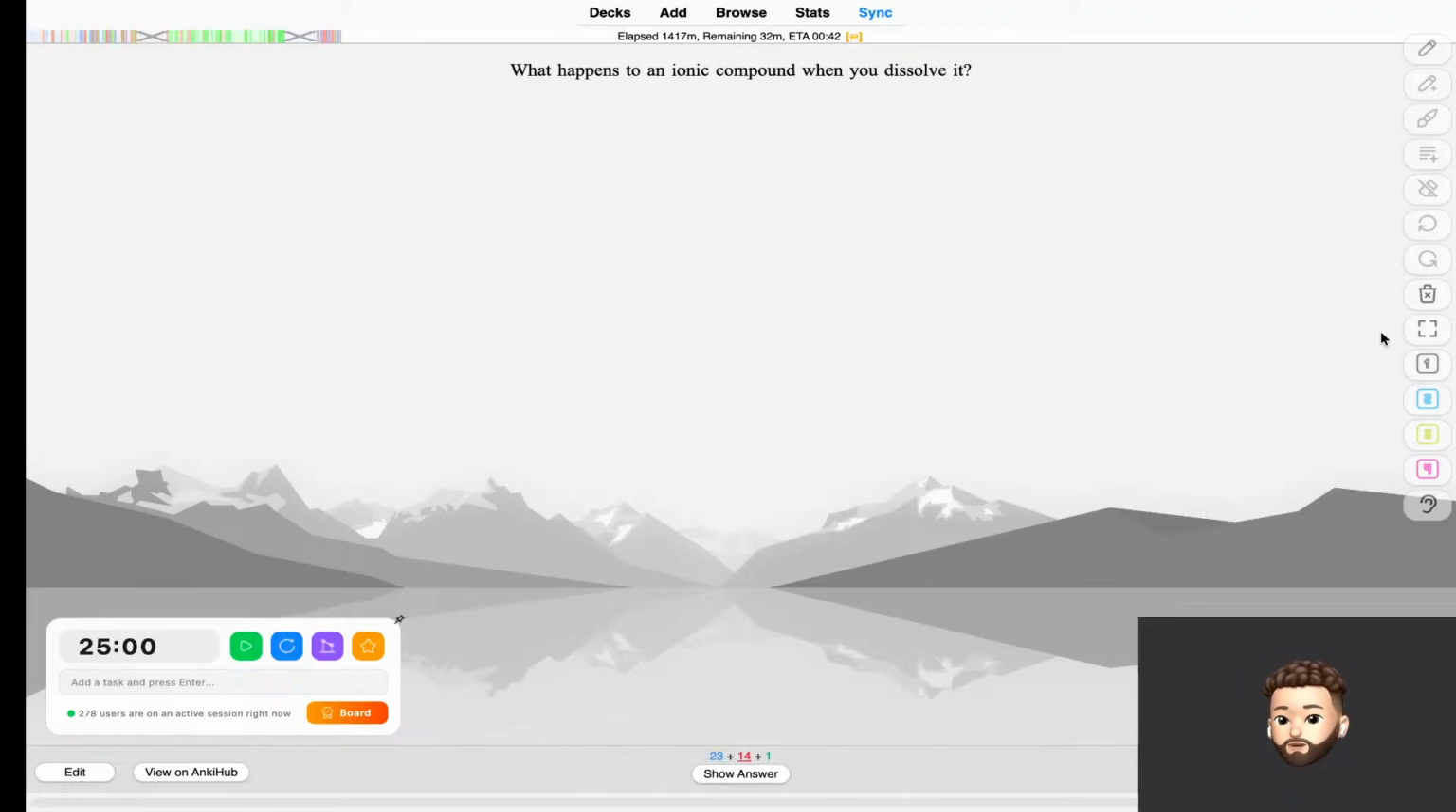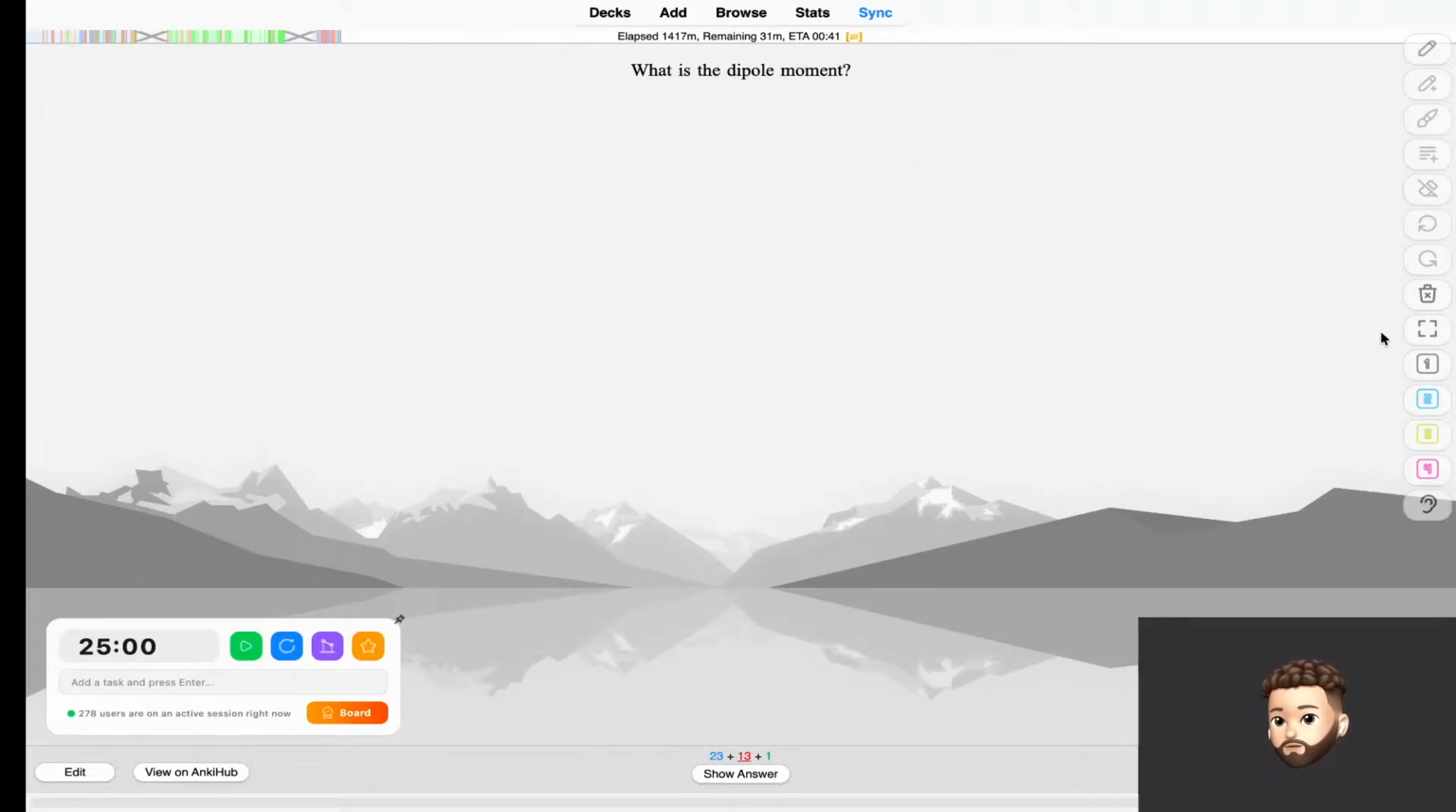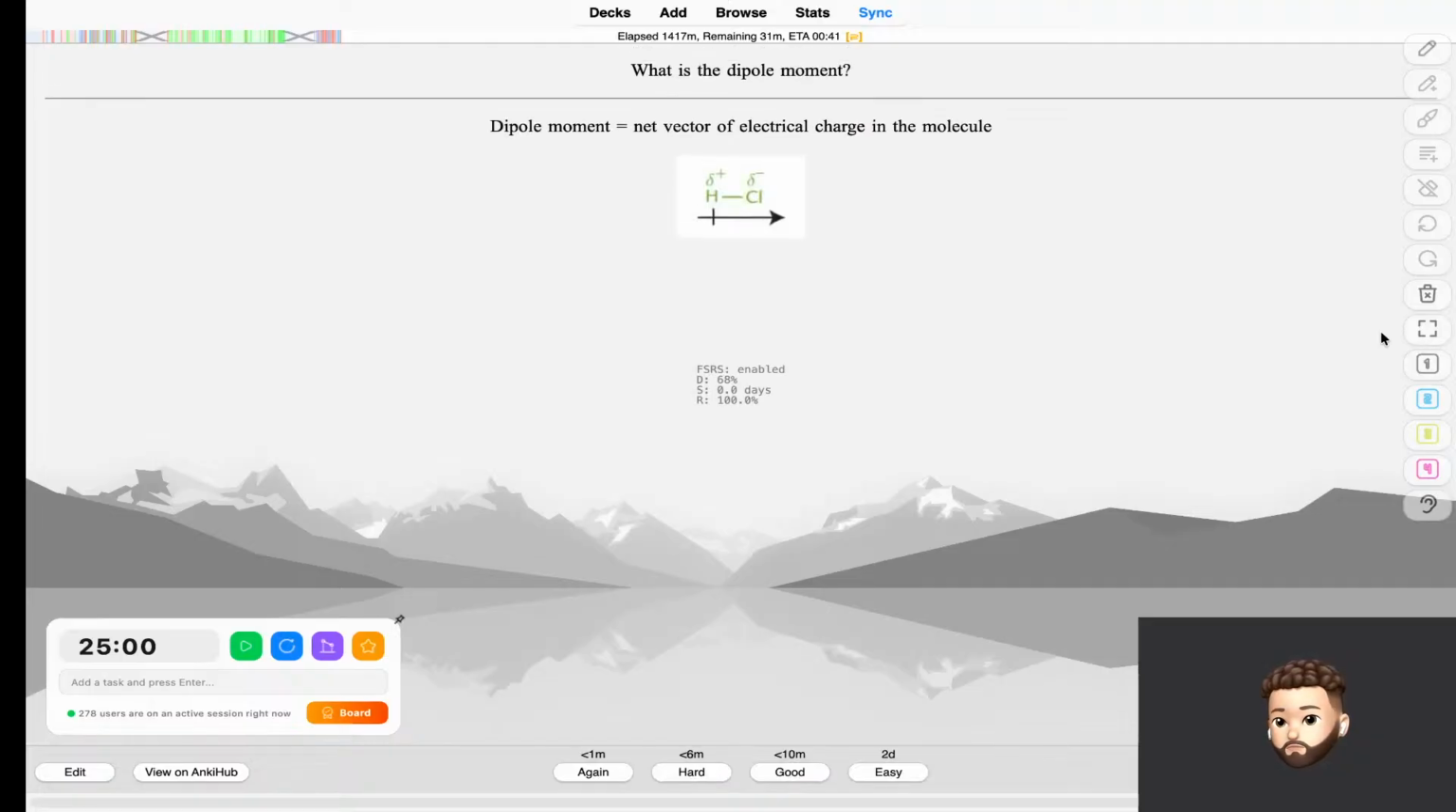What happens to an ionic compound when you dissolve it? It separates into its cation and anion. What is dipole moment? The net vector of electrical charge in the compound. Oh, in the molecule. I'm still giving myself that.